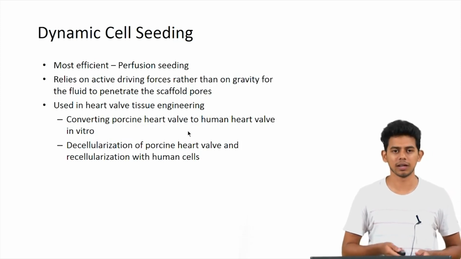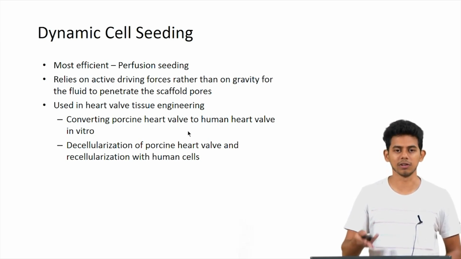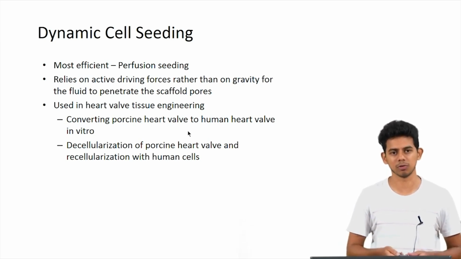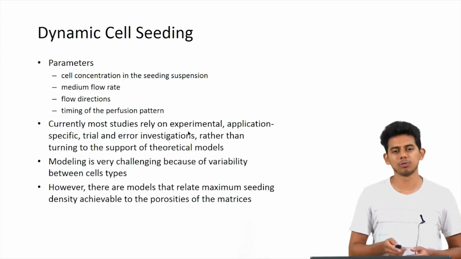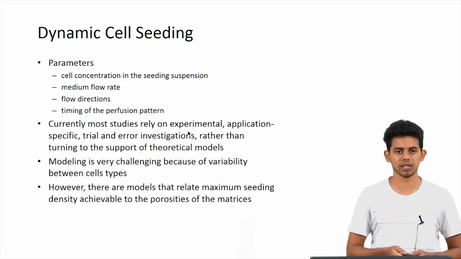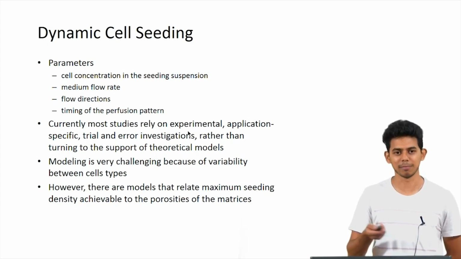Amongst the dynamic cell seeding techniques, the most efficient one is perfusion seeding, wherein it relies on active perfusion rather than using gravity for seeding the cells onto the scaffold. So it can penetrate throughout the scaffold, and in a uniform fashion the cells can be seeded. So it has been actually used in converting a porcine heart valve by decellularizing it and recellularizing it with human cells by perfusion. So the main parameters which determine how the cells are seeded are the cell concentration that you use for your seeding, the flow rate of the medium, the flow direction, and timing of the perfusion pattern.